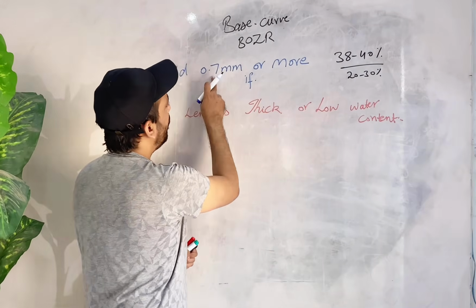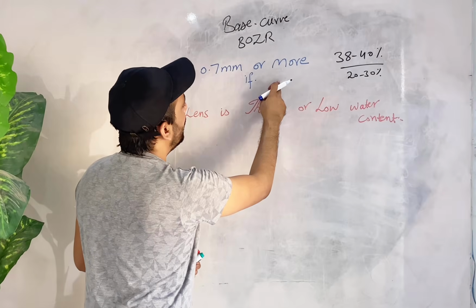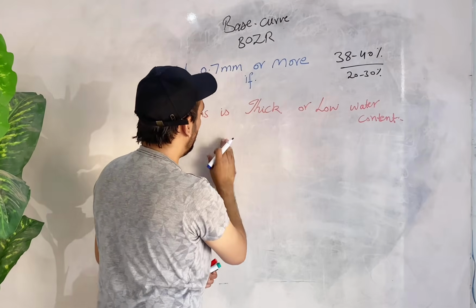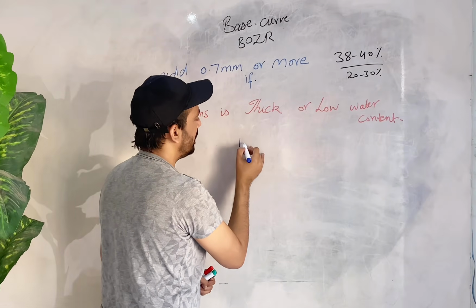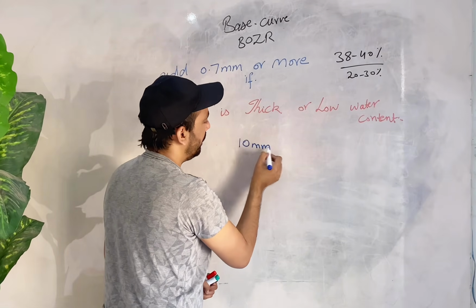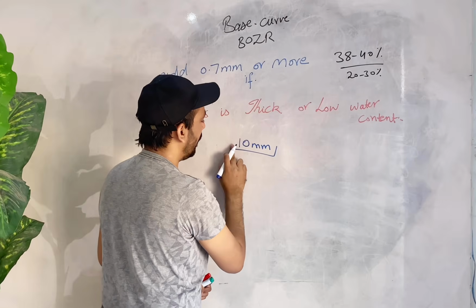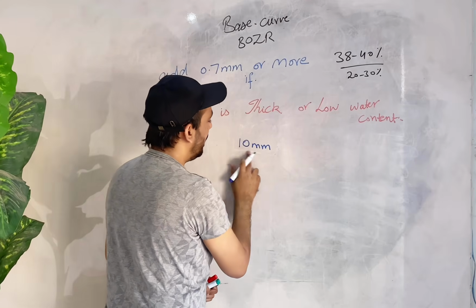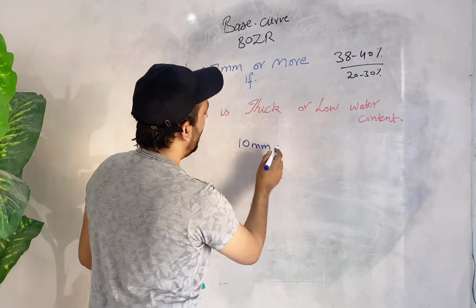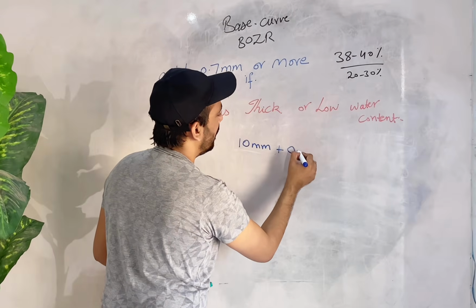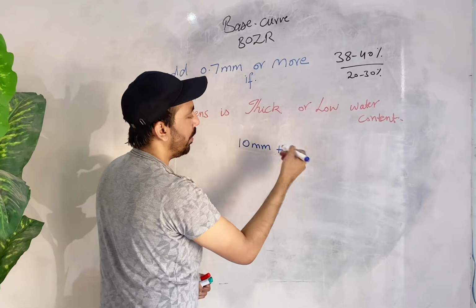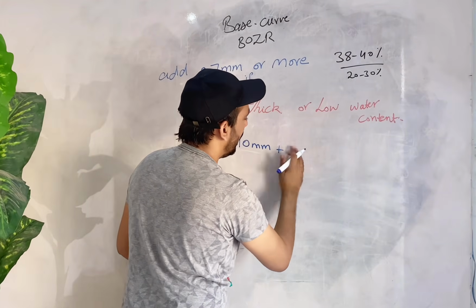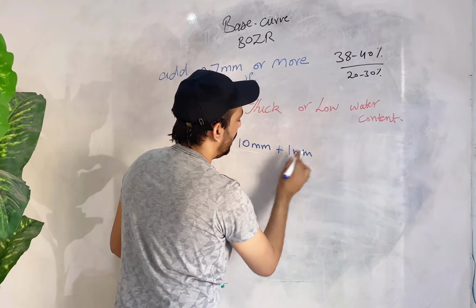We have to add 0.7 or more in the base curve. So for example, if the base curve is 10 millimeter, this is a supposed value, not a realistic value, we will add 0.7 or 0.8 or 0.9 or 1 mm. We can add 1 mm in the base curve.